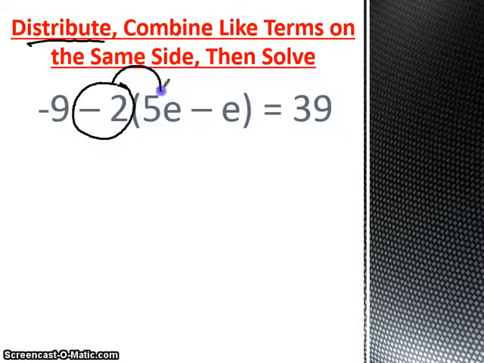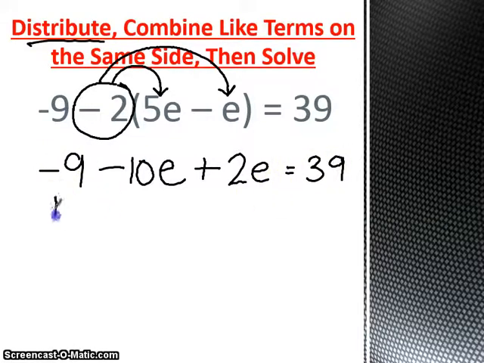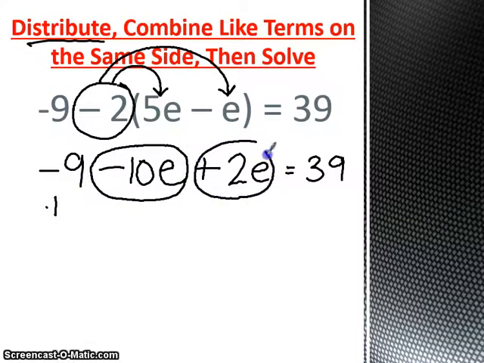So we have to do -2 times positive 5e, which makes -10e. And -2 times -e, a negative times a negative makes a positive, and 2 times e is 2e. Bring the -9 down, as well as the 39. Now, we will combine our like terms. -10e and positive 2e make -8e. And bring your -9 down.